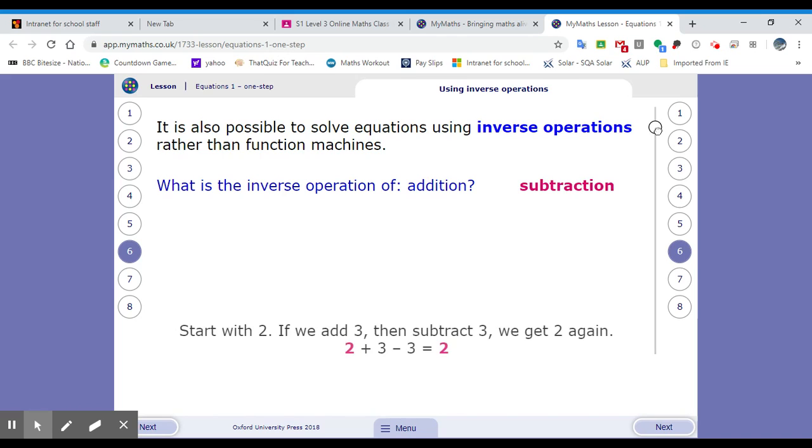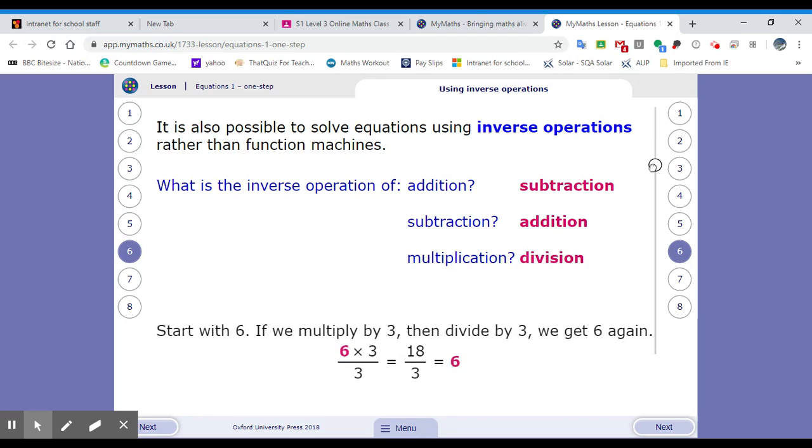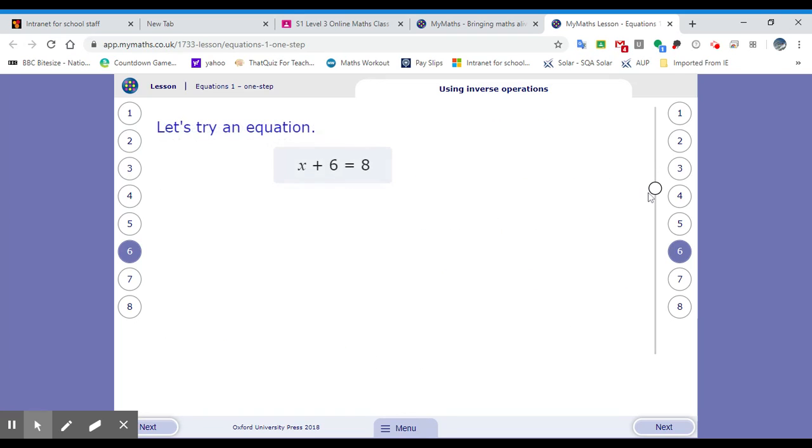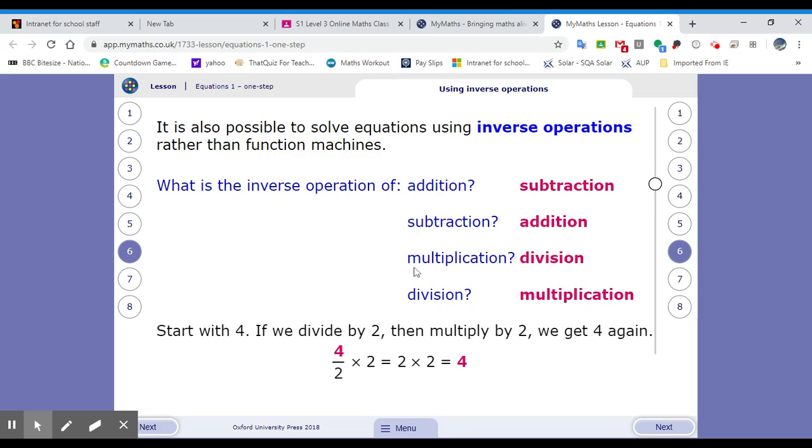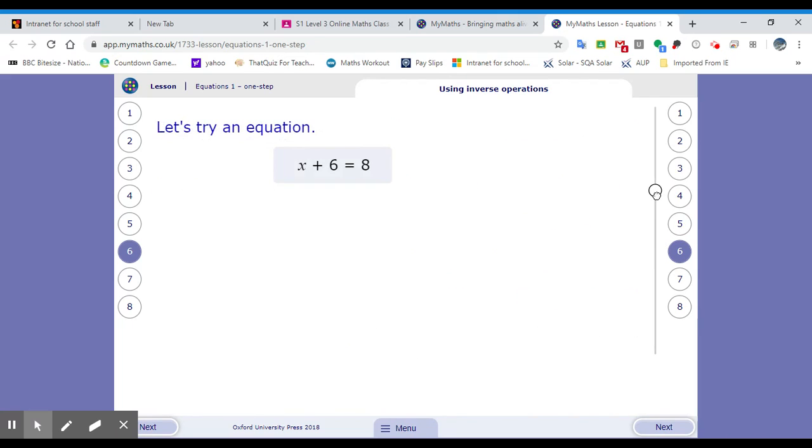So that means if you see add, you'll subtract. If you have subtract, you'll add. So start with 3. If we subtract 2, add 2, you get 3 again. So it's just to show you that, to get you into the habit of doing the opposites. So if you've got divide by 2, then multiply by 2 to get back to what you want.